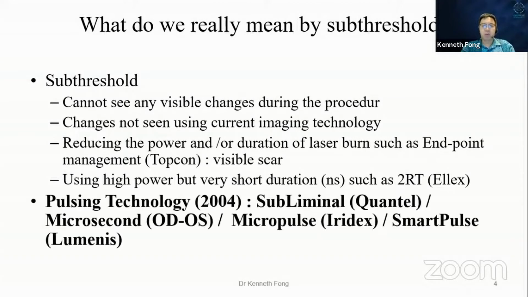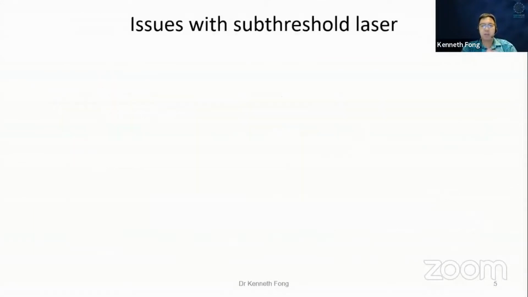But what I'm referring to is really the pulsing technology that Victor has mentioned has been around for almost 20 years. Initially introduced by Iridex, it's been trademarked as Micropulse. But other companies such as Quantel, Ellex, and Lumenis also have similar pulsing technology called by different names. So we use the word subthreshold to encompass all these different modalities. As a whole, the society believes they're all pretty much the same, no matter what one company or the other says. We feel it's a similar sort of technology whereby they chop up the laser beam.